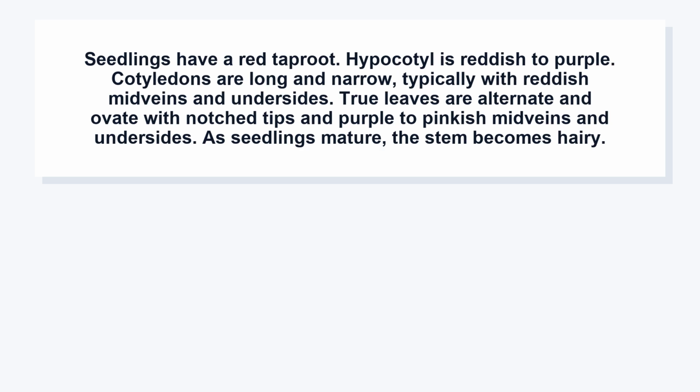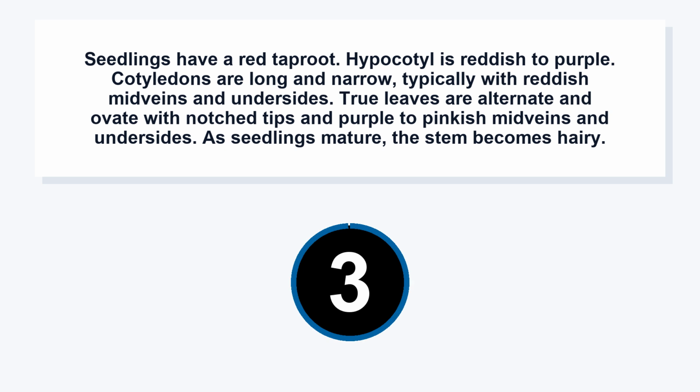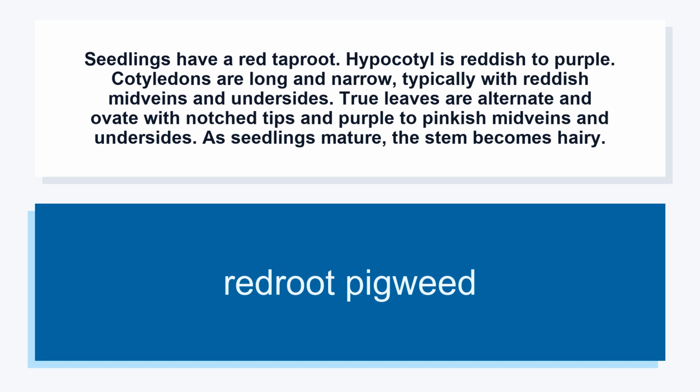Seedlings have a red taproot. Hypocotyl is reddish to purple. Cotyledons are long and narrow, typically with reddish midveins and undersides. True leaves are alternate and ovate with notched tips and purple to pinkish midveins and undersides. As seedlings mature, the stem becomes hairy. Red-root pigweed.